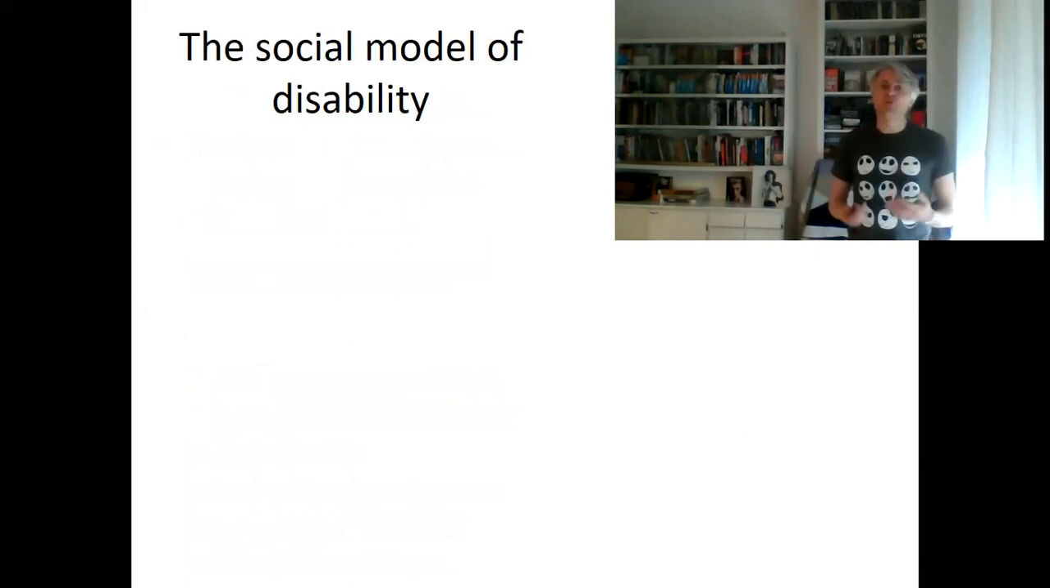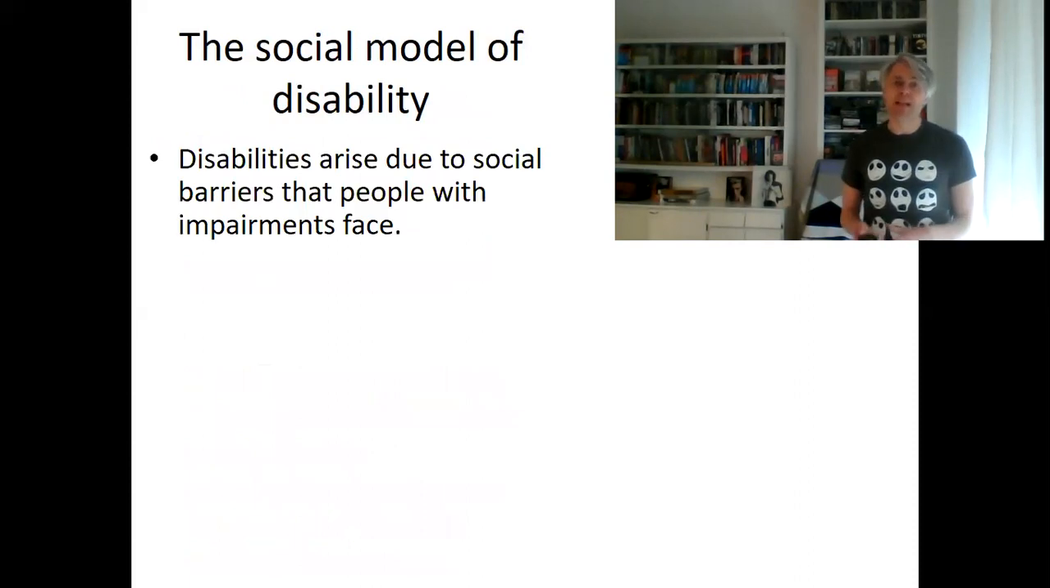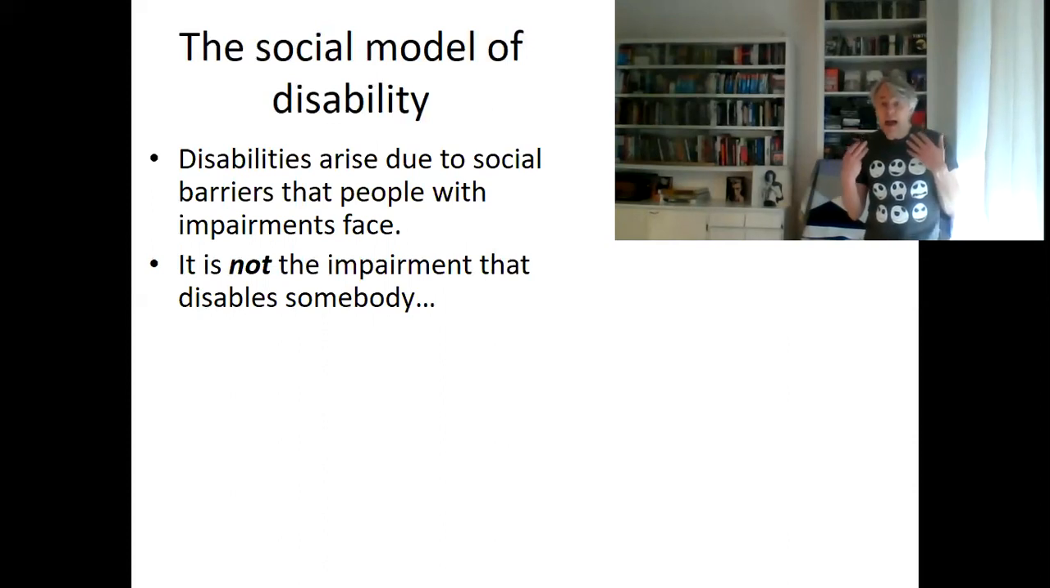Out of these critical thoughts arose a new way of looking at disability. And this new way of looking at disability we call the social model of disability. Disabilities arise due to social barriers that people with impairments face. It's not the impairment that disables somebody.